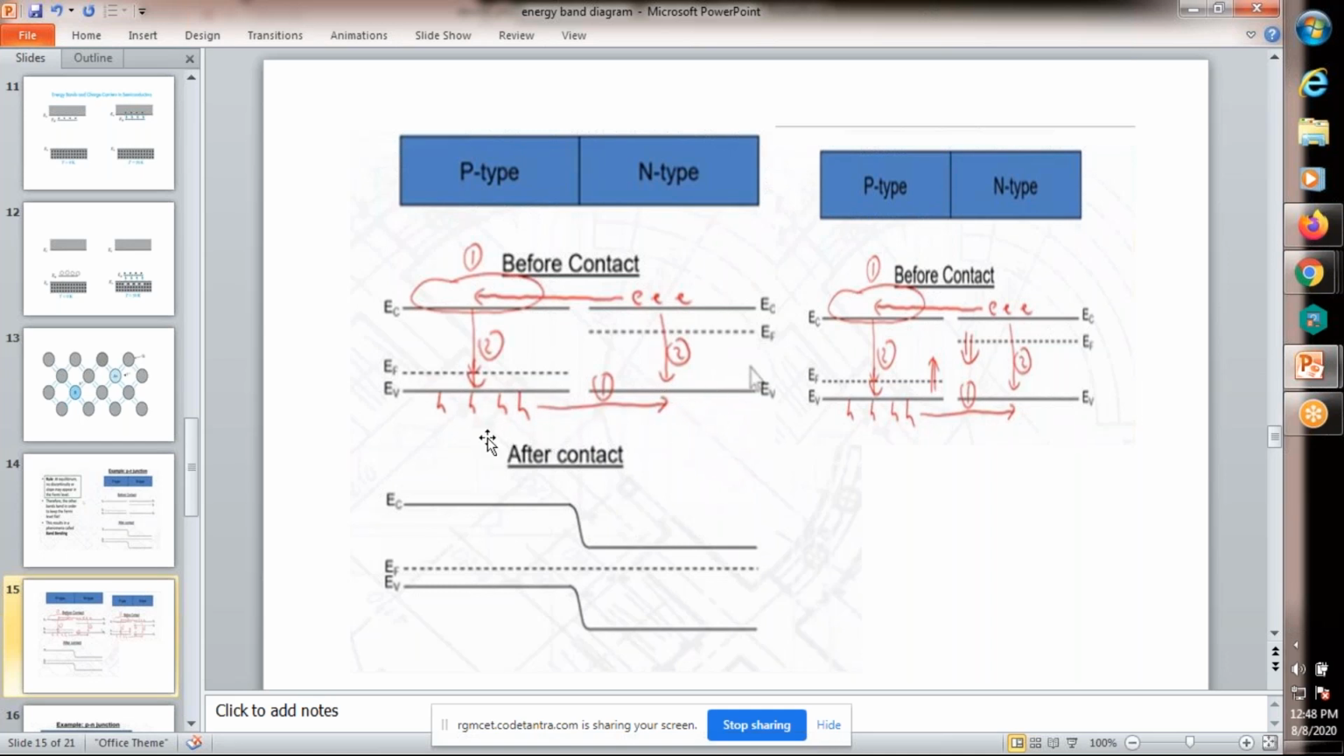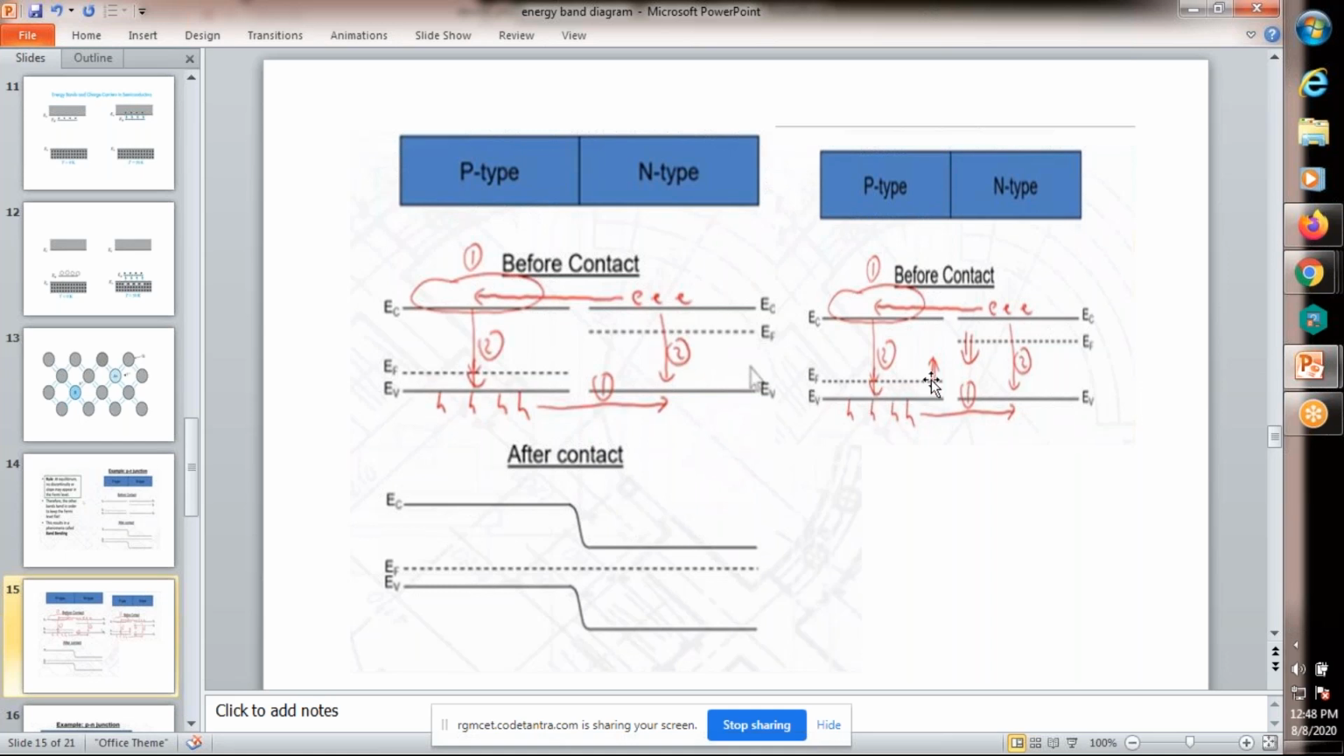There is a concentration difference. In this area more concentration, in this area less concentration. Now the holes move to this side, and here the holes increase. Here the electrons and holes recombine. When this recombination takes place, electrons recombine with holes on this side and holes recombine with electrons on the other.